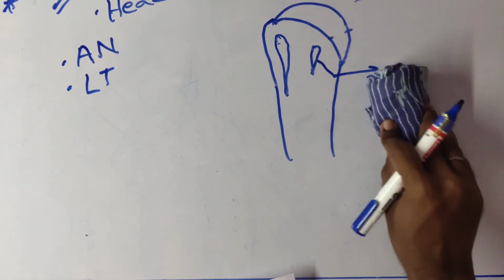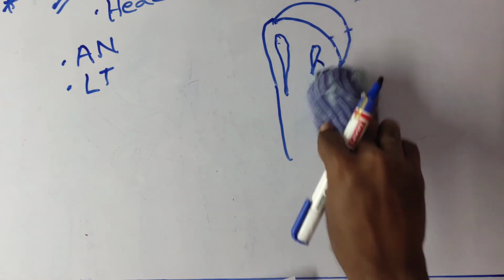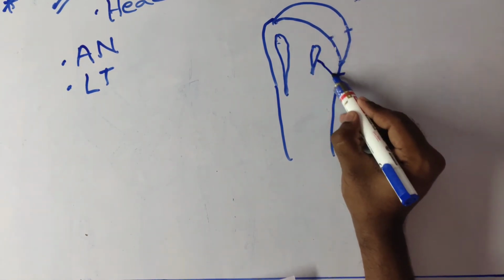And now we go with greater tubercle. Okay, this is anterior aspect.